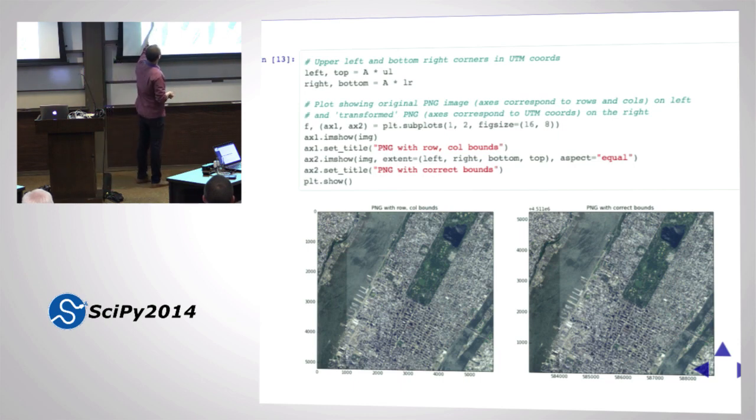So the first one, I'm just calling imshow, and I'm just showing the image. And here it is, a picture of Midtown Manhattan. And the coordinates go from 0 to 5,000-something and 0 to 5,000-something, and those are just row and column coordinates. No geospatial information whatsoever. In the second plot, I call imshow and then I specify the extent, which we calculated using the affine transformation matrix. Now it looks the same, but the X and Y coordinates are in UTM zone 18 coordinates. So it's sitting in the right spot.